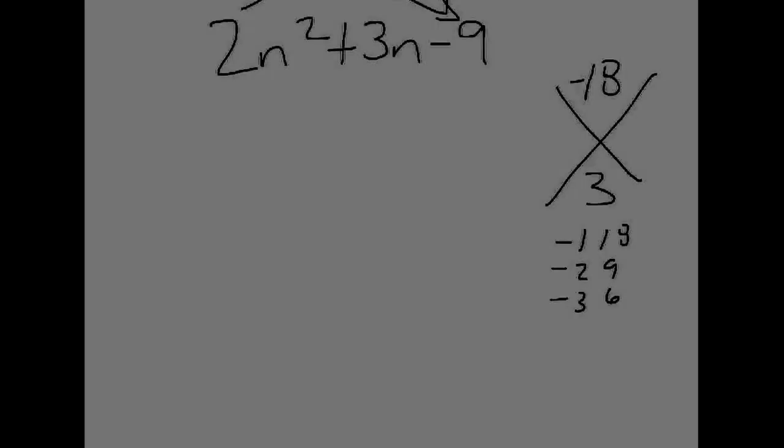Alright, the first problem we're going to do is 2n squared plus 3n minus 9. So we set up our x. We do 2 times negative 9, which is negative 18. And we're trying to get 3. So we're trying to think of factors that multiply to be negative 18 and add to be 3. Okay, so if we start thinking about the factors of 18, we have 1 and 18, 2 and 9, 3 and 6. One of them's got to be negative, but to get a positive 3, we need the little numbers to be negative, so that would be these.